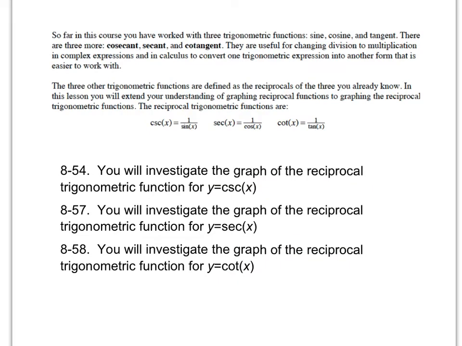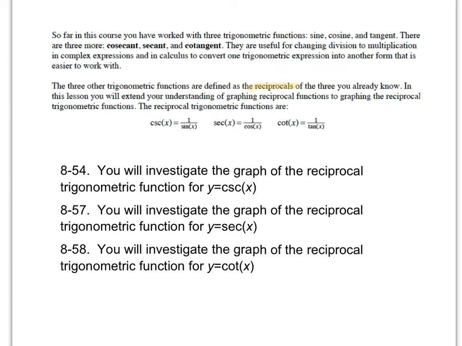Now that we've reviewed those things, we're going to take those graphs and help us to determine cosecant, secant, and cotangent. So far in this course, you have worked with 3 trig functions, sine, cosine, and tangent. There are 3 more, cosecant, secant, and cotangent. They're useful for changing division to multiplication in complex expressions, and in calculus to convert one trigonometric expression into another form that is easier to work with. The three other trigonometric functions are defined as the reciprocals of the three you already know.